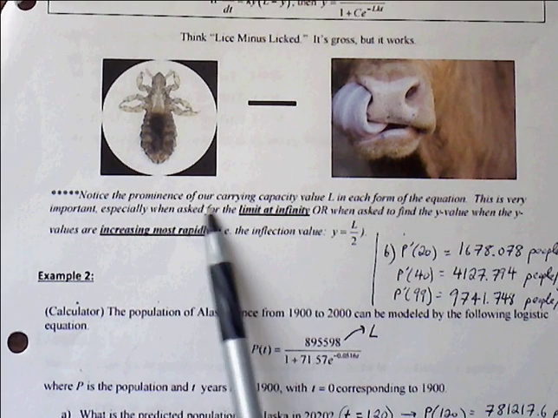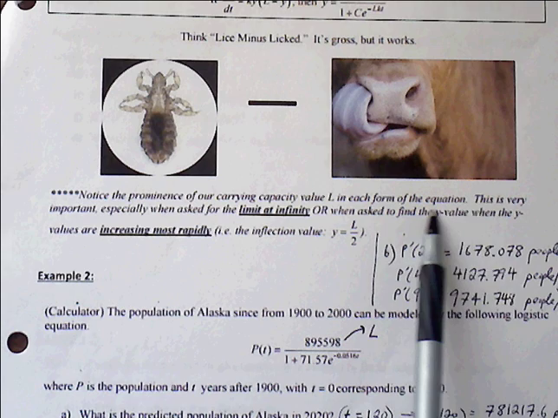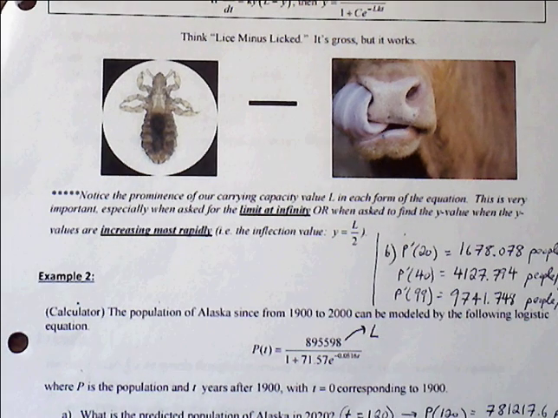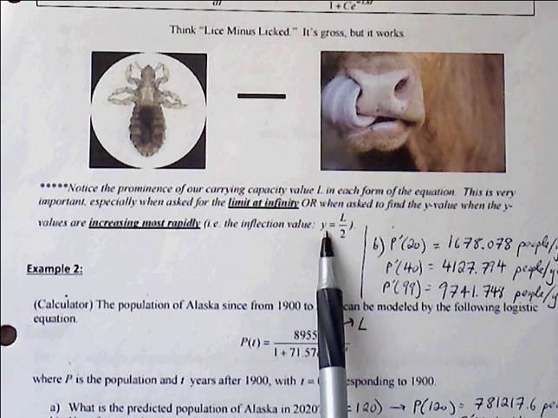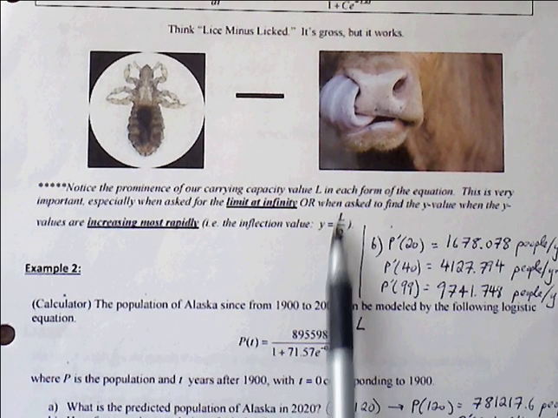All right, notice the prominence of our carrying capacity value, L, in each form of the equation. This is very important, especially when asked for a limit at infinity or when asked to find the y value when the values are increasing most rapidly. And the inflection, whenever it's increasing most rapidly, is whenever we have L over 2, because that is the inflection point.